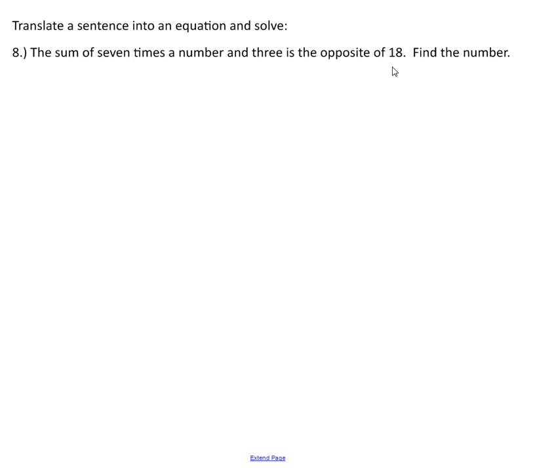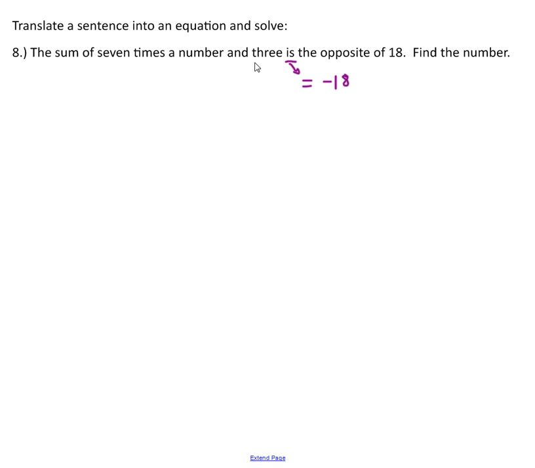So if we say the opposite of 18, what is the opposite of 18? Well, we know that the word opposite in algebra means that we simply change the sign of the number. The opposite of 18 would be negative 18. By the way, the opposite of negative 18 is positive 18. So the negative 18 is the opposite of 18. Now when we say the word is in math-ese, in algebra-ese, we translate that as equals.